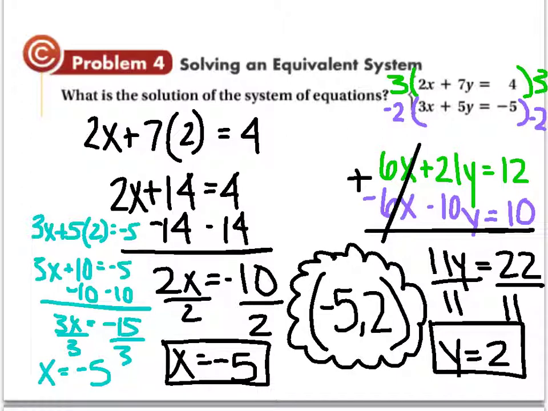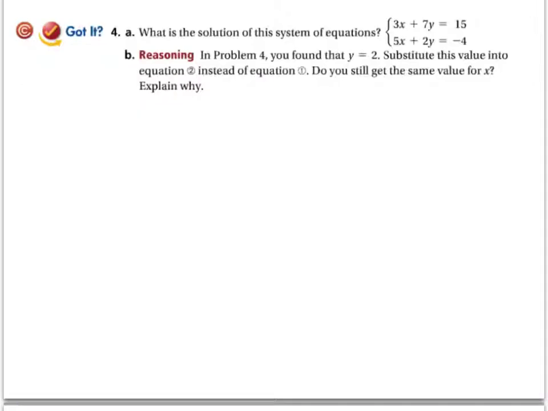Why? Because there is one x value and there is one y value that make both of these equations true. So y is 2 is going to be the only y value that will make them both true. x is negative 5 is the only x value that will make them both true. Systems have one answer, except for special cases.